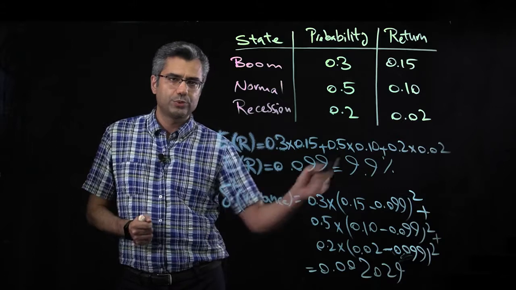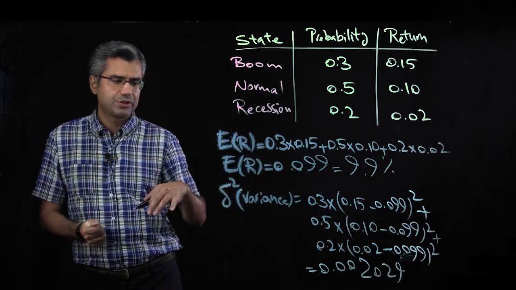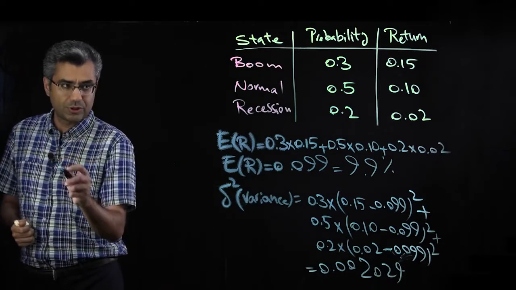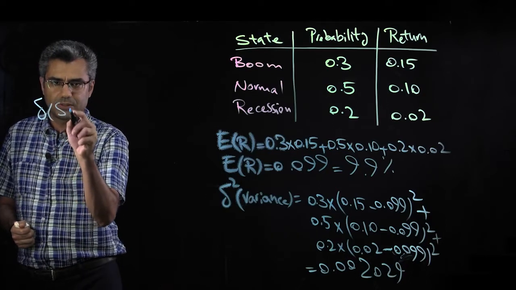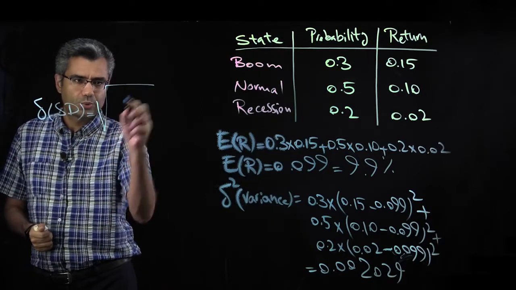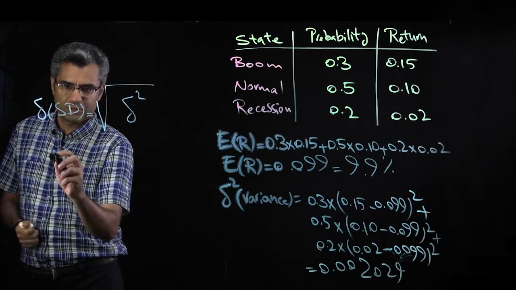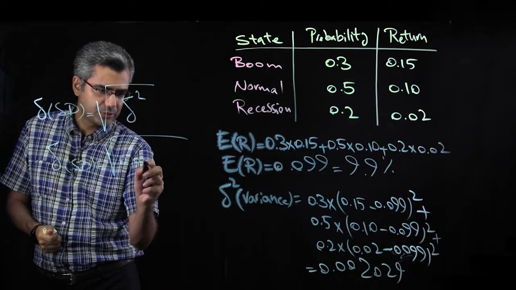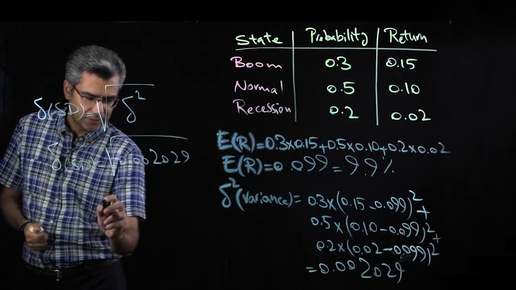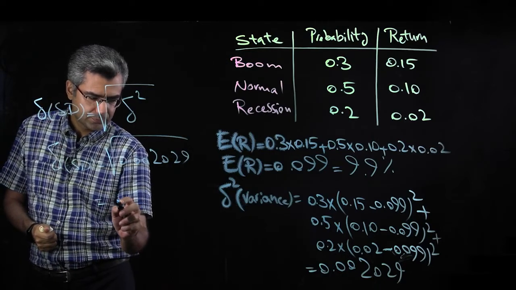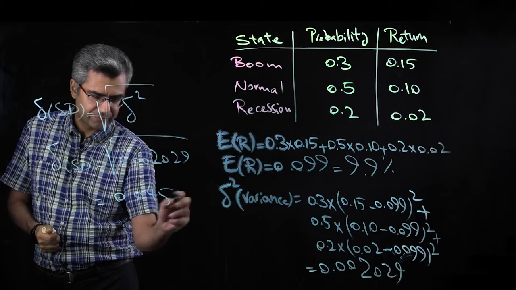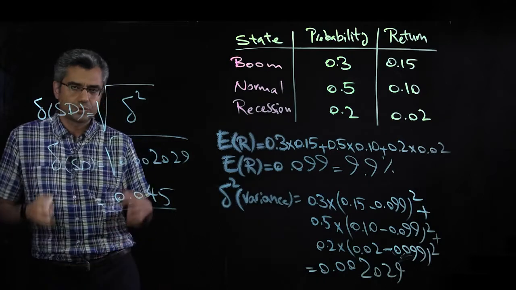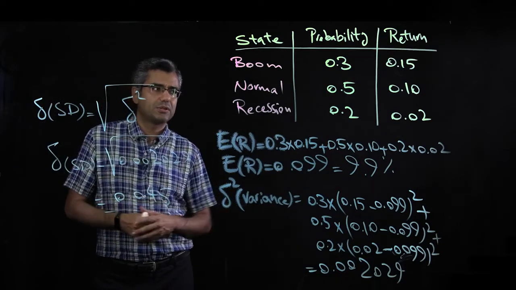Because here we used a power of 2, now we want to return it to the same scale that we had. So you may want to compute the standard deviation. A standard deviation is the square root of variance. So standard deviation, I write ST, is the square root of 0.002029, and if you do the calculation, it's 0.045, and this shows the standard deviation, meaning the risk, the amount of risk that this stock may have.